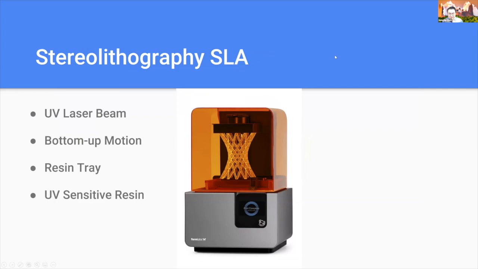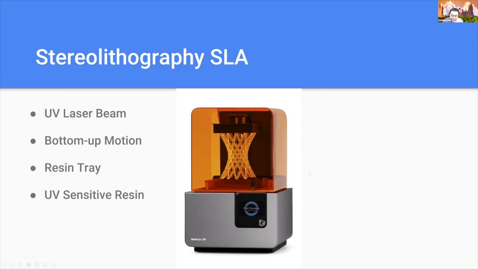We'll get more into different types of 3D printers. The first one I'll talk about is a stereolithography or SLA 3D printer. This particular machine uses what Charles Hull invented in the 1980s. It has a tank of UV sensitive liquid. We call that liquid resin.